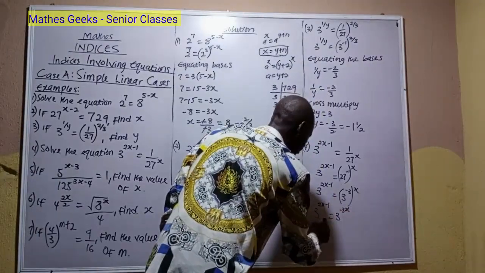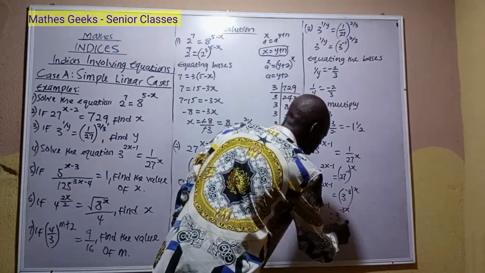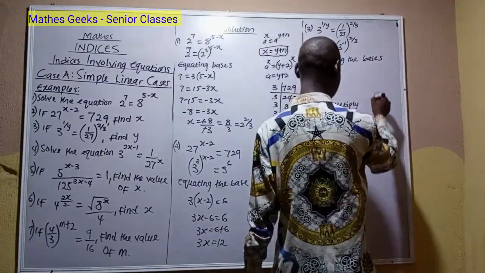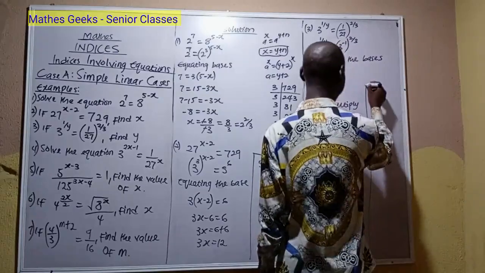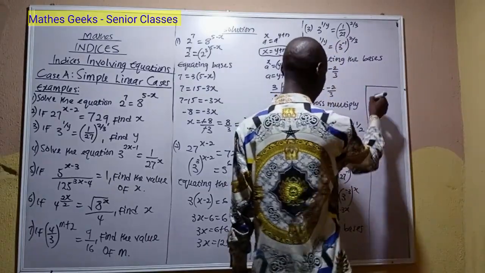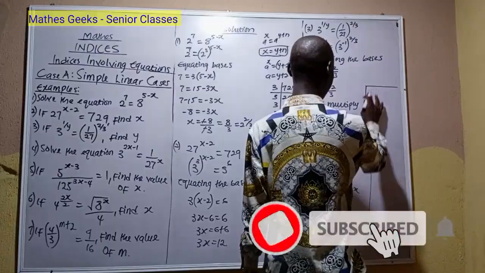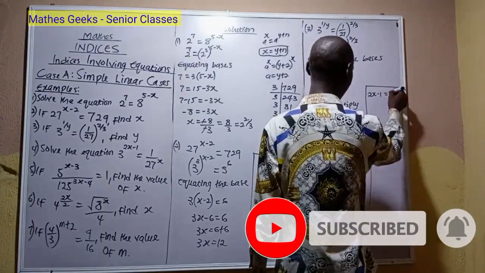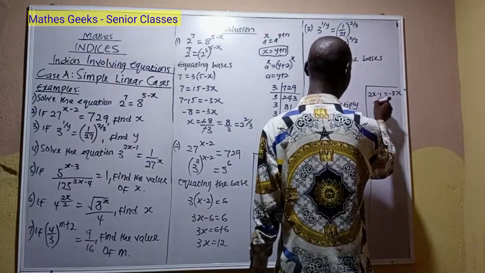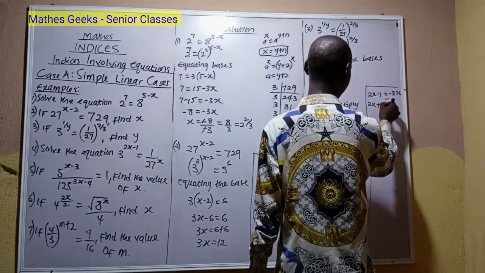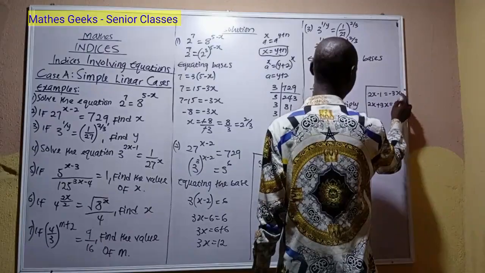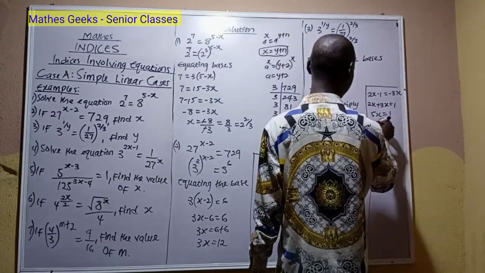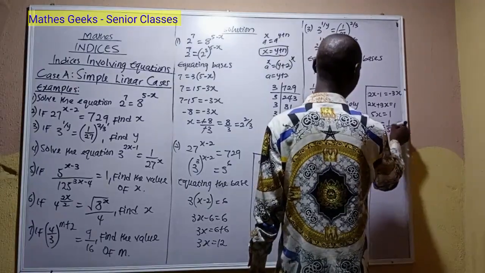So equating bases, come over here. 3 raised to 2x minus 1 is equal to minus 3x. So 2x plus 3x equal to plus 1. 5x equal to 1. x equal to 1 over 5.